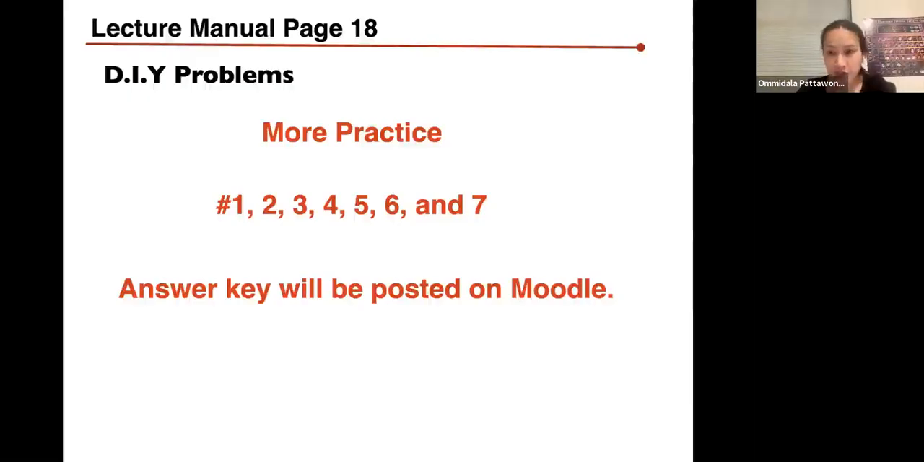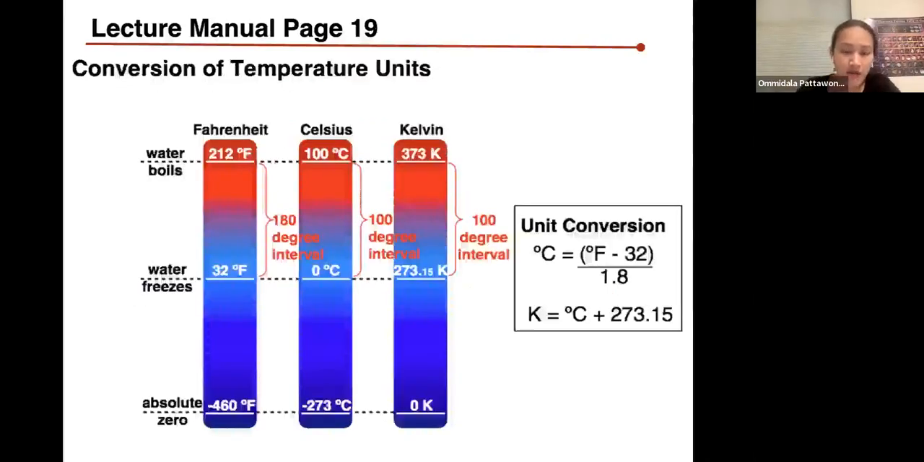Okay, so just make sure you do it first before you check your answer against the key. The last part of the unit conversion is the temperature unit conversion. For this one, this unit conversion right here will be given to you. You just need to know how to use it. So what is this unit conversion coming from?